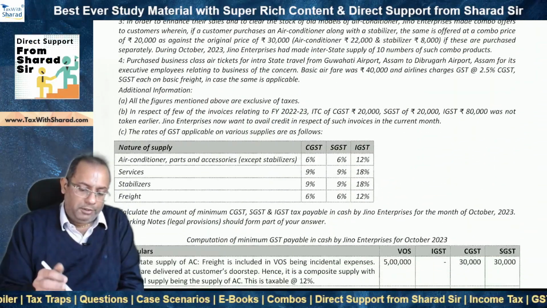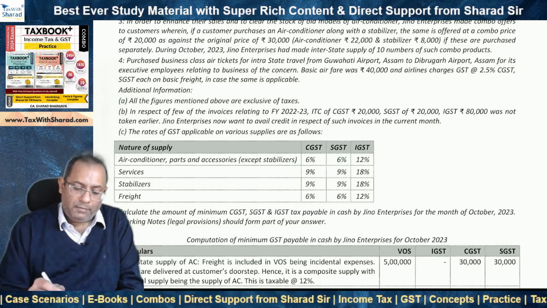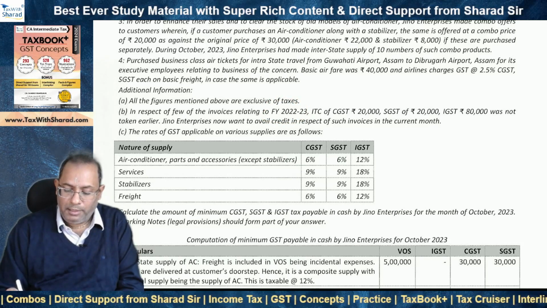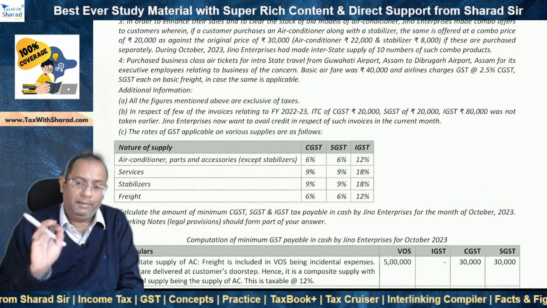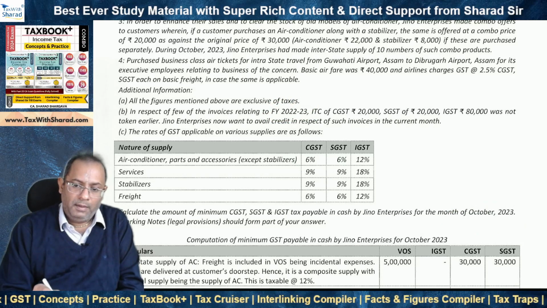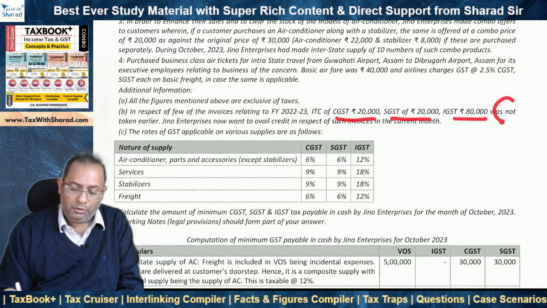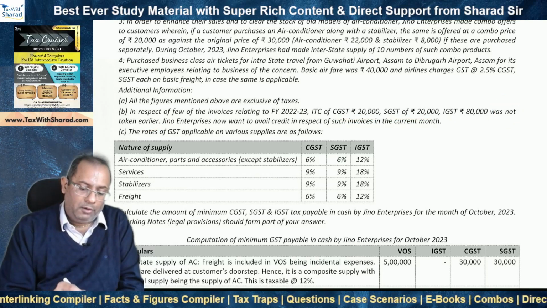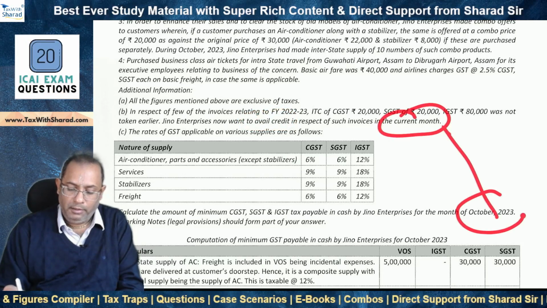So in the question, one of the points was point number B. In respect of few of the invoices relating to FY 22-23, and the question is with relation to October 23. So FY 22-23 is the year preceding the current year. So in respect of few of the invoices relating to FY 22-23, ITC of CGST 20,000, SGST 20,000 and IGST 80,000 was not taken earlier. And now Geno Enterprises wants to avail credit in respect of such invoices in the current month, that is October 2023.